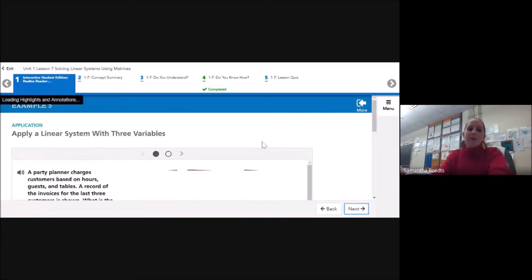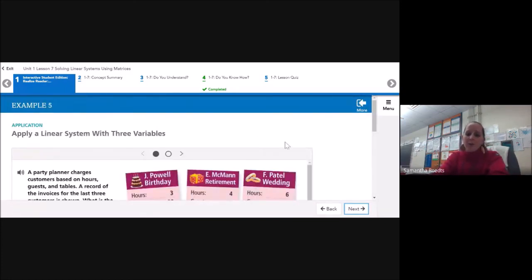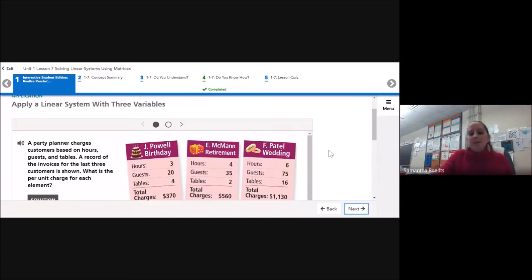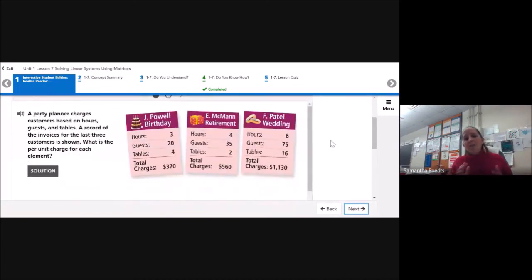Okay, example number 5, apply a linear system with 3 variables. This is basically everything that we've just been doing. It's just in a word problem now. So a party planner charges customers based on hours, guests, and tables. A record of the invoices for the last 3 customers is shown. What is the per unit charge for each element?